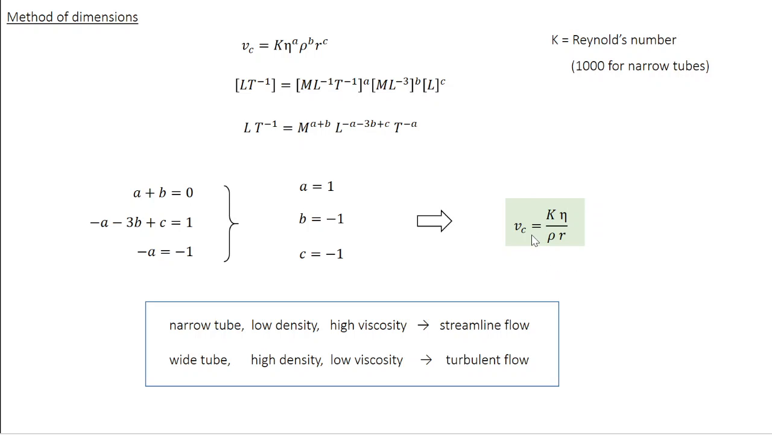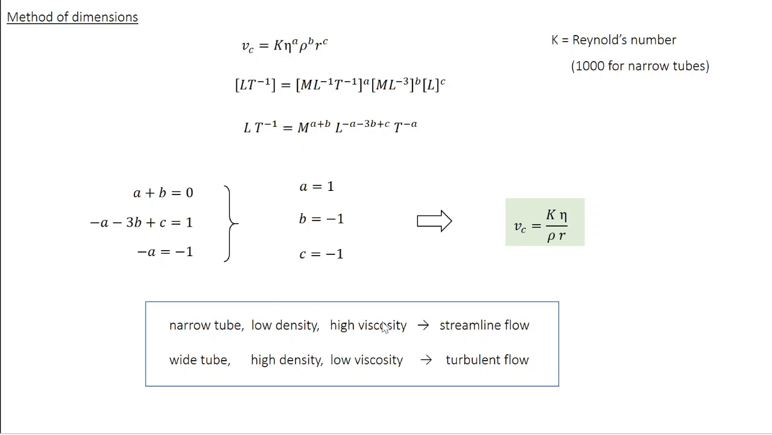So as I said, if the velocity of the fluid is less than the critical velocity, then it's going to be a streamline flow. If the velocity is greater than critical velocity, it's going to be a turbulent flow. Now you can see in the case of a narrow tube, r is very small, r is in the denominator. So when r is small, Vc is going to be higher. Low density. Density is also in the denominator. So in the case of low density, Vc is going to be high. And high viscosity. Viscosity is in the numerator. So when viscosity is high, the value of critical velocity is going to be high.